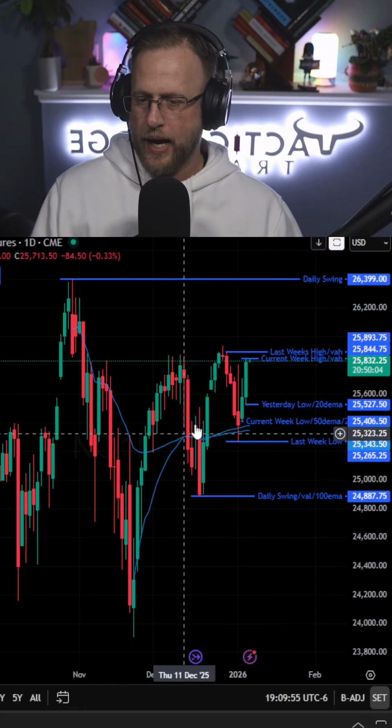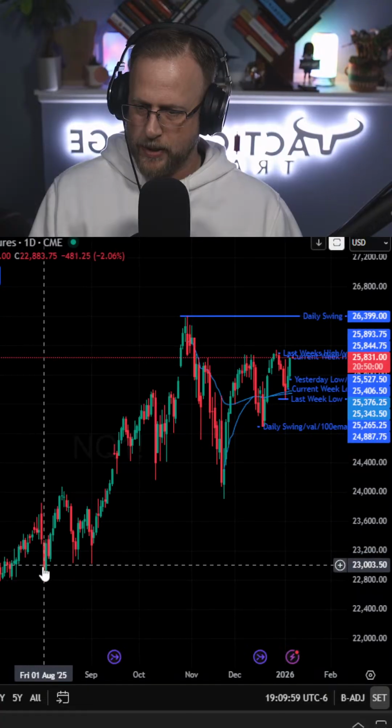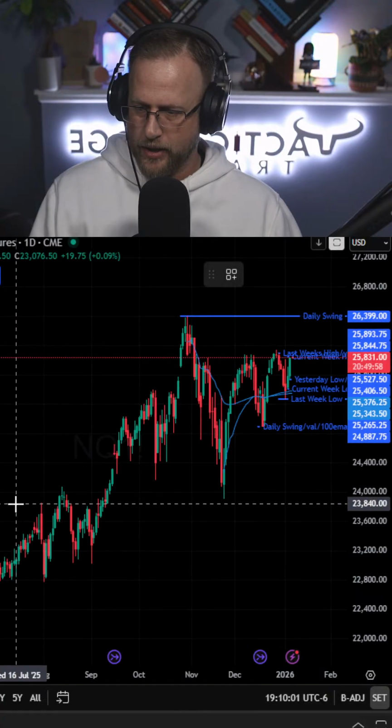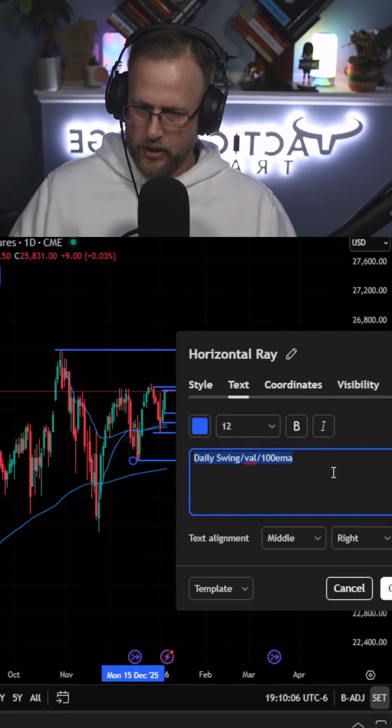A lot around the highs. Still in the daily chart. We could go lower if we wanted to. Maybe we anchor a VWAP to the bottom down here. I don't want to get too crazy in NQ. And that lines up with the daily swing.